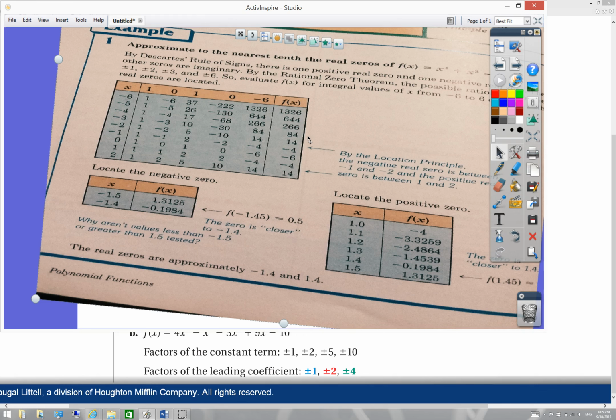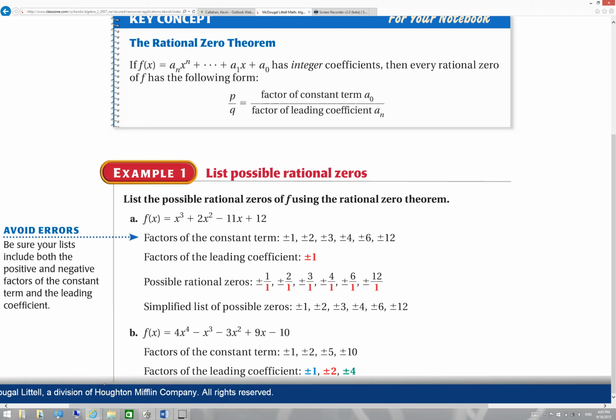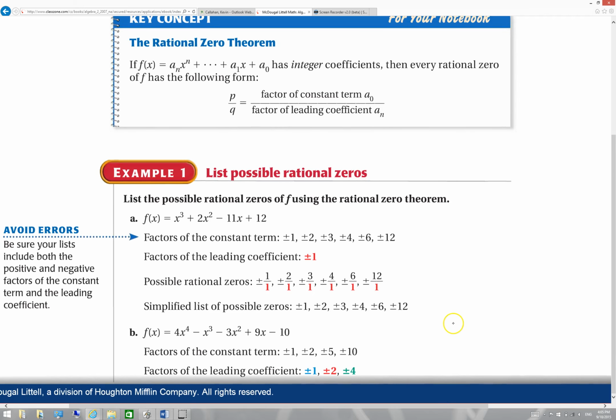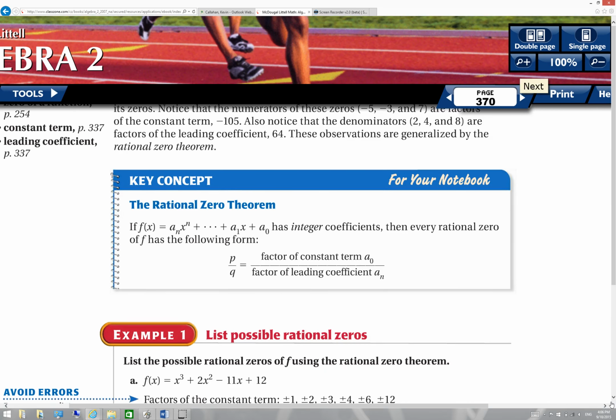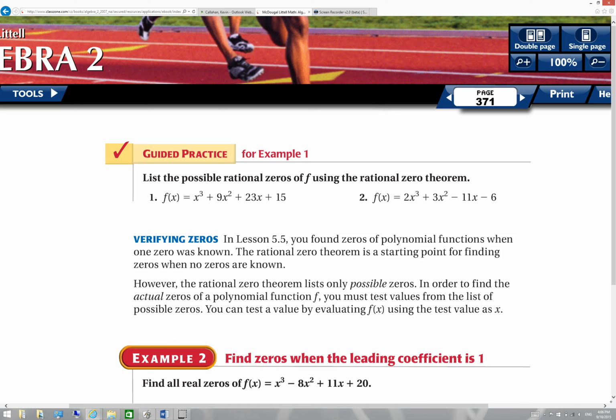Right? If I go back to my book, which again doesn't have exactly the same kind of problems that you're dealing with, but I mean, you could do some of these. This section here was really only about the rational 0 theorem. So let's take, for example, these two here.